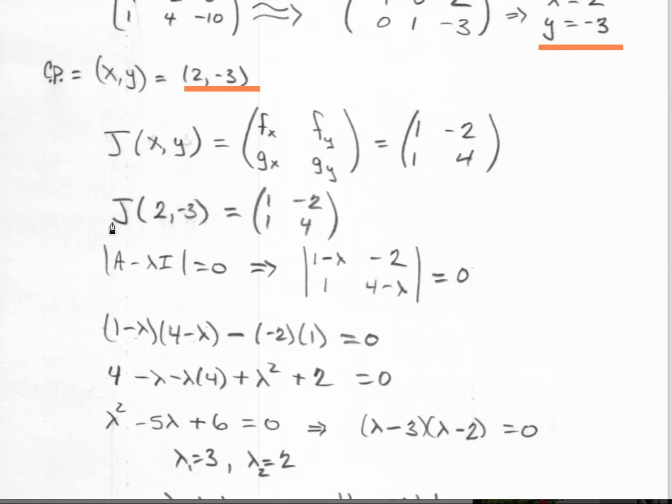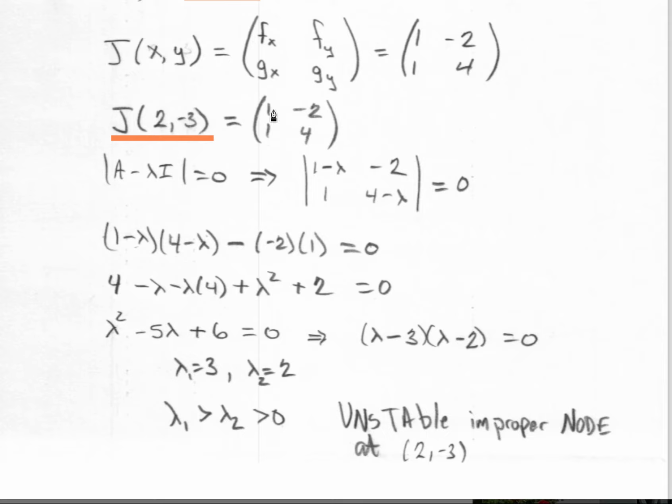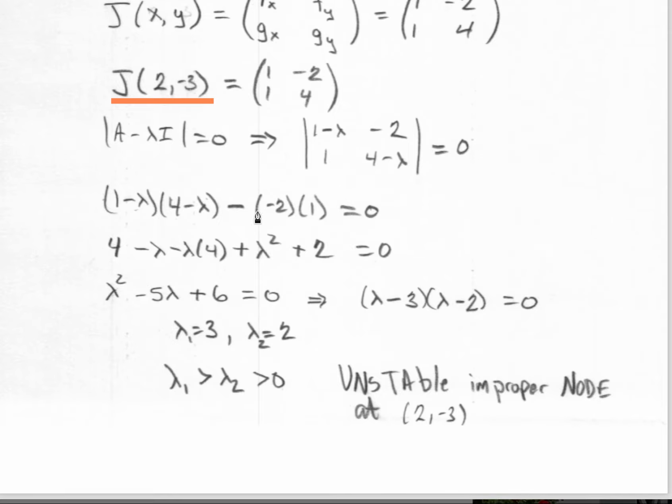Then I evaluate this Jacobian matrix at the critical point (2, -3), and I get the same thing, 1, -2, 1, 4. So then this forms my new A, and so this is A minus lambda I, take its determinant, set it equal to 0, and I get 1 minus lambda, -2, 1, 4 minus lambda. I found the determinant, and when I solve that, I get lambda equals 3 and lambda equals 2.